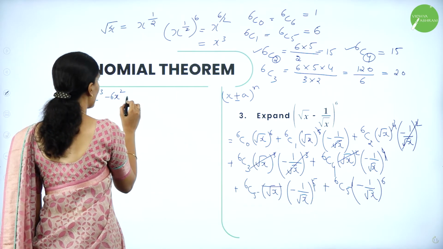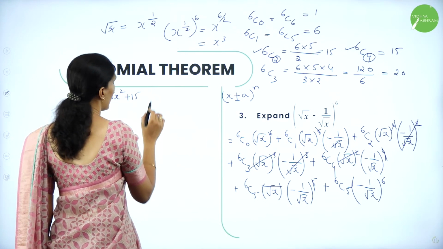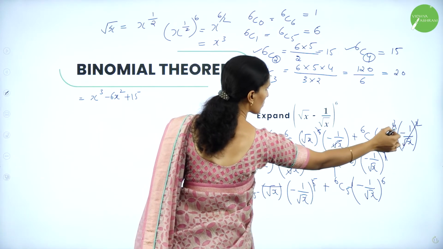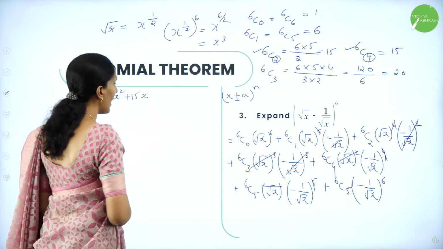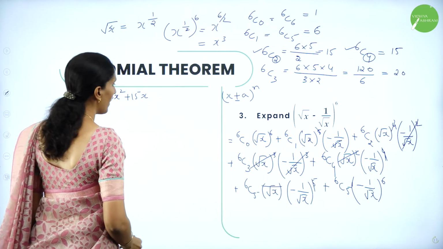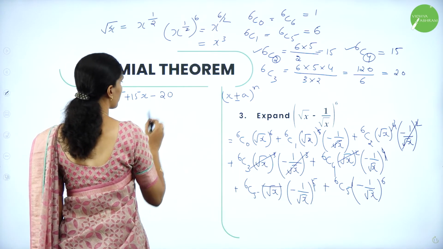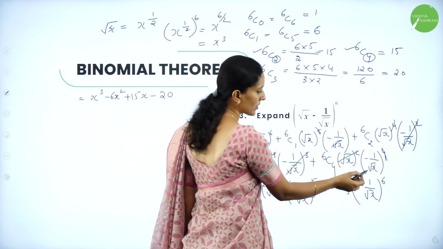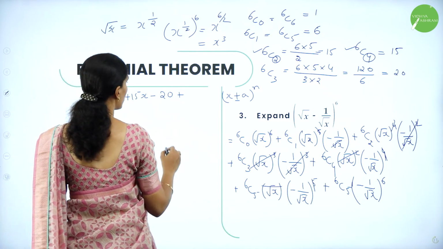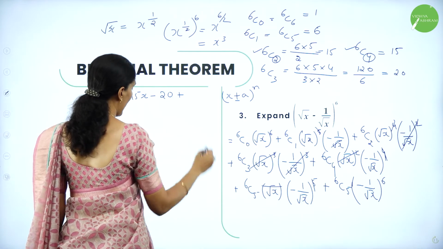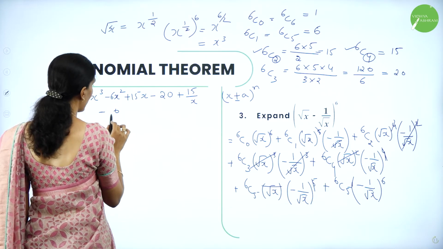Next, 6c2 is nothing but 15. And here you have root x square cancel. So root x whole square is only x. Next here, both are cancelled, but you have minus. When you have odd powers, that is nothing but minus. So 20. Next you have root x square. Root x square in the denominator is cancelled. Since it is square, the value is positive. So it is 15 by x. And similarly, you will be having minus 6 by x square.